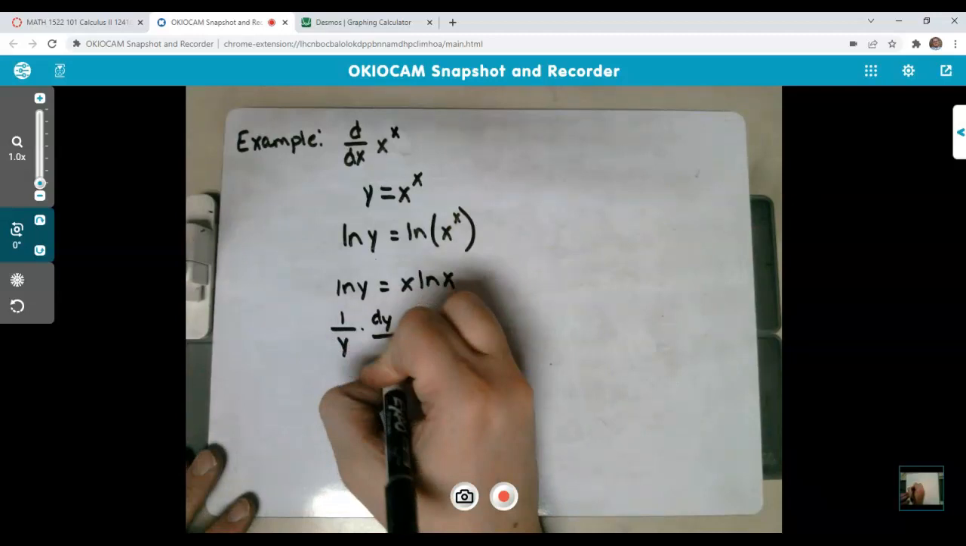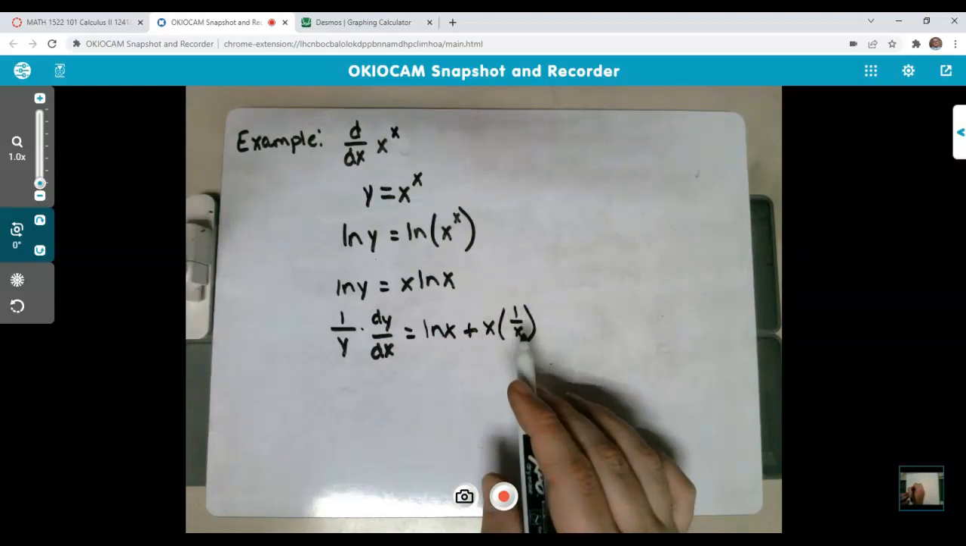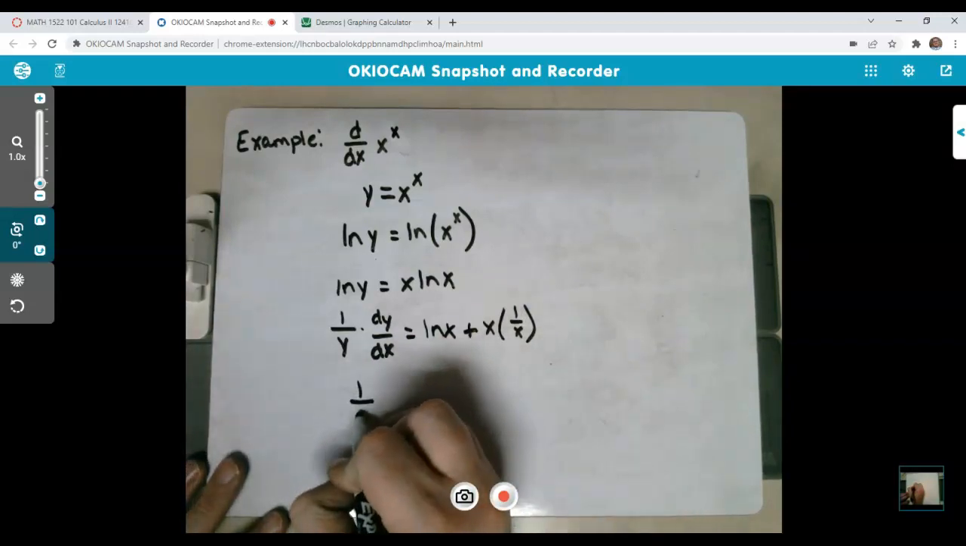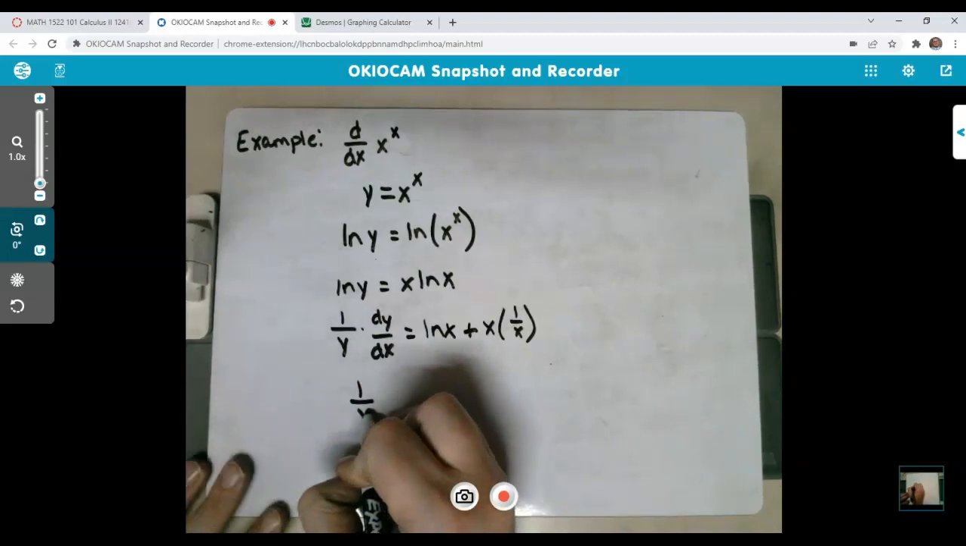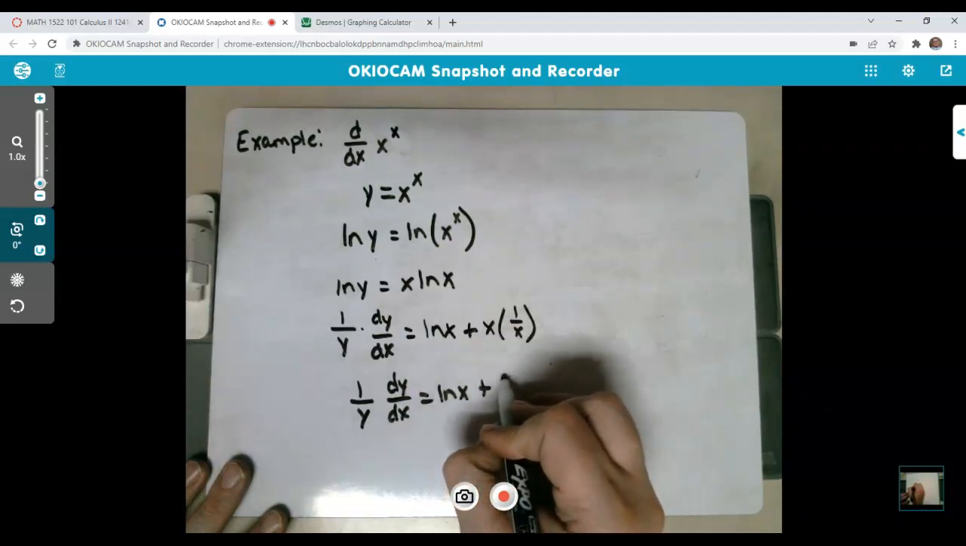And then over here, I'm going to use the product rule because it's x times ln of x. So do the first part and I get a 1. So that's 1 times, leave that part, ln of x, plus, leave the first part as just an x, times the derivative of that part, which is 1 over x. Well, what's really nice is I have x times 1 over x, and so that's just a 1. So 1 over y dy dx equals ln of x. Again, that's plus a 1.